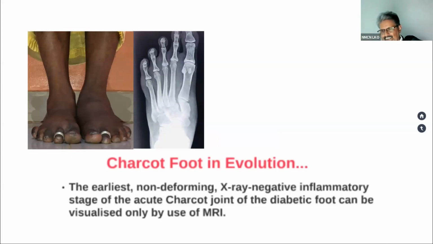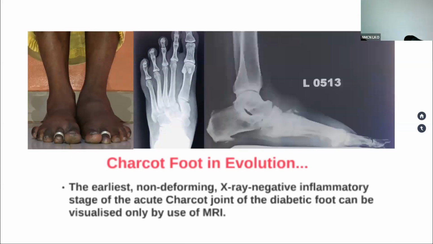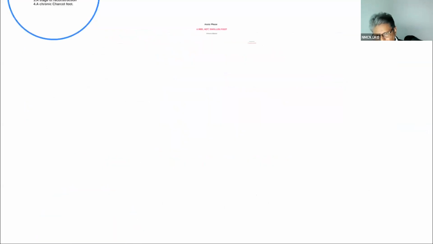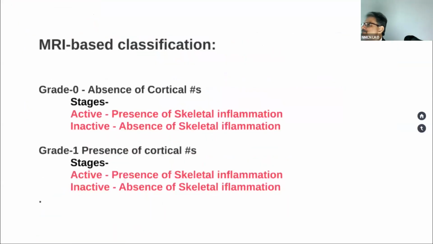Later, we came to know that there is a fracture, where you can see fragments of bone have come out from the tarsal bones. So we need to work on an MRI-based classification. What is the MRI-based classification? Grade 0: absence of cortical fractures. Stage active: presence of skeletal inflammation; inactive: absence of skeletal inflammation. Grade 1: presence of cortical fractures. Active: presence of skeletal inflammation; inactive: absence of skeletal inflammation.